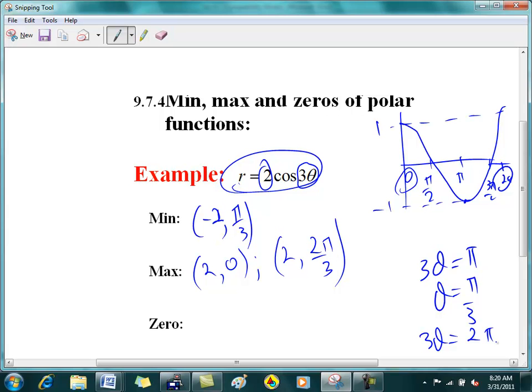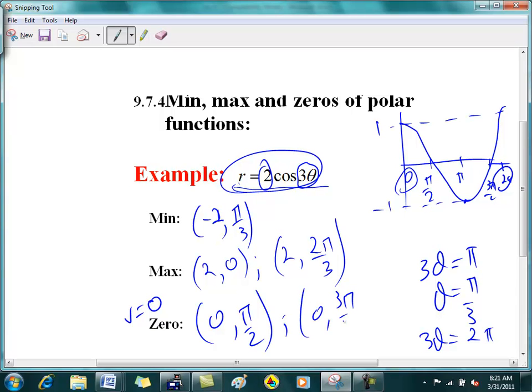Okay? And when is this guy equal to 0? In other words, r is 0. I don't mean theta is 0, but when is r equal to 0? So this means r is equal to 0. So 0 comma pi over 3... nice. Good job, Myra. And 0, 3 pi over 2. Fantastic. Okay, you guys are good.